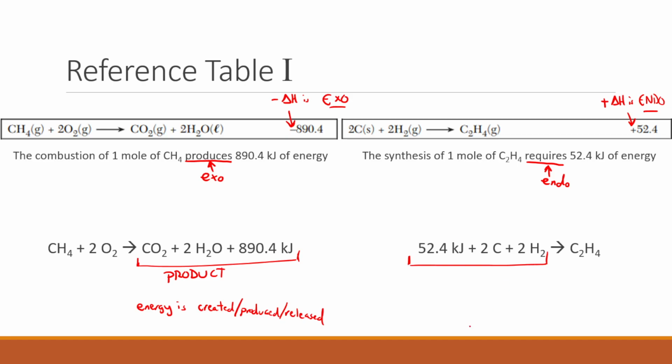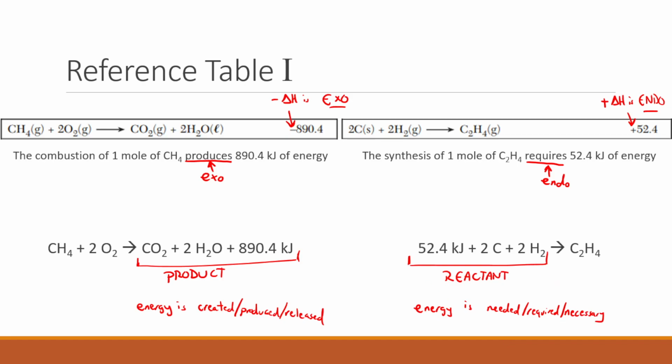In our second example, energy is on the left side. Energy is a reactant. And when we look at reactants, those are the things that you need in order to start the reaction. So here we say energy is needed. Energy is required. Energy is necessary in order for this reaction to happen.